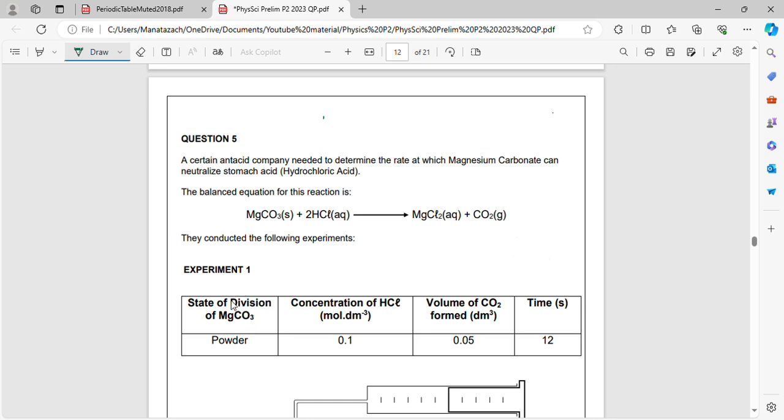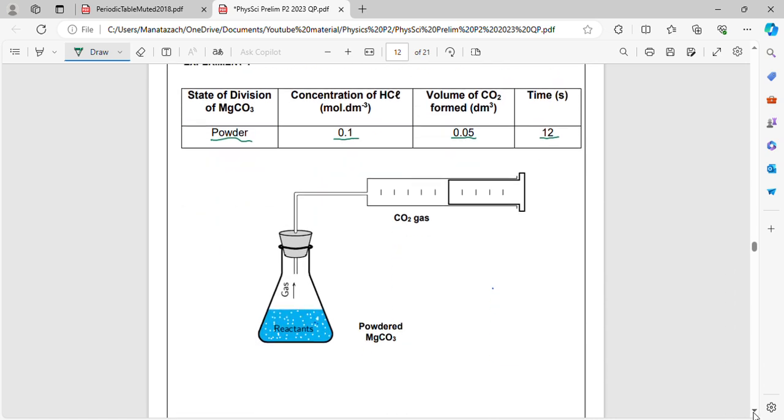We have the state of division, which is powder, and then we have the concentration of hydrochloric acid, 0,1. You have the volume of carbon dioxide, which is one of the products of the reaction, 0,05, and then we have the time. So this was experiment 1. Basically here you have the powdered magnesium carbonate, and this is the syringe that is used to collect the gas, one of the products of the reaction.